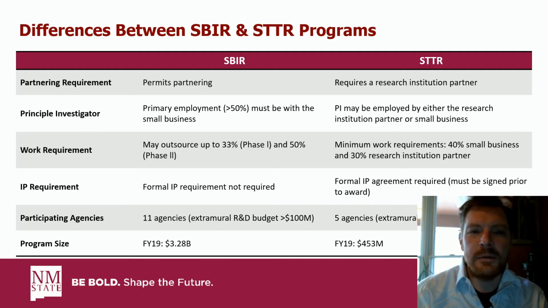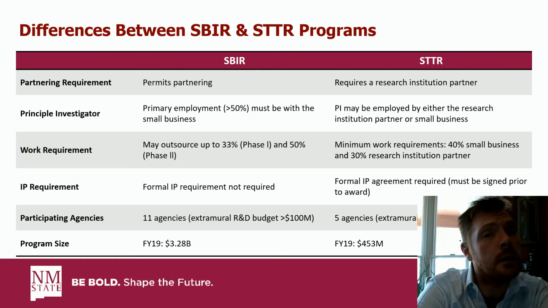And just some really quick differences between these two programs. The big one, or let's call it the big two, that you need to know of, are under the SBIR, the small business can do 100% of the work. If you can do everything, more power to you. Get 100% of the budget, do 100% of the work. But you can sub-award or subcontract out to someone else for up to 33% of the budget and 33% of the work.